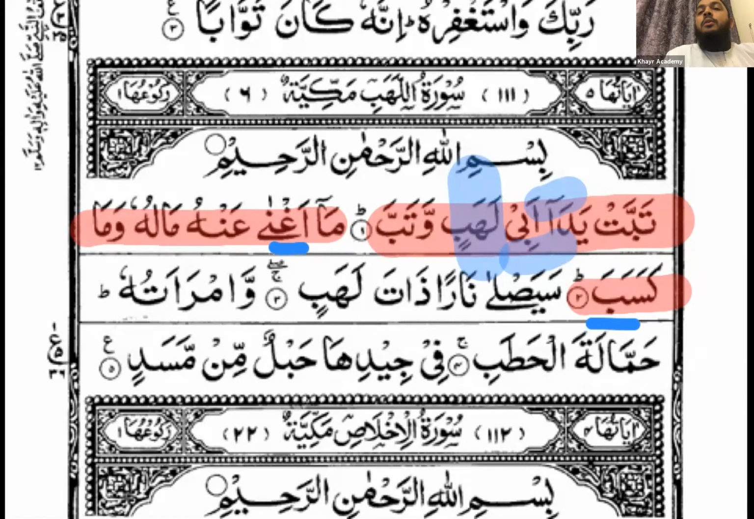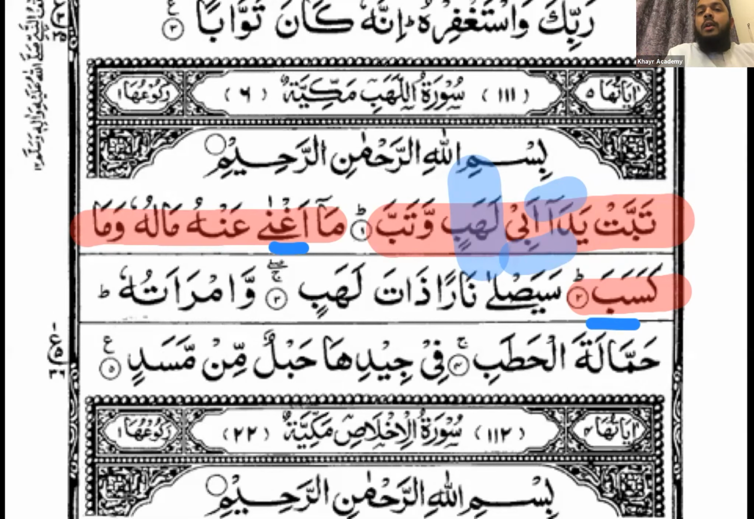Okay. أغنى. Why did I mark the blue in أغنى? Probably because some read it with empty mouth. It's a full mouth letter, one of the full mouth letters. And a lot of times this is read as not full mouth, so we should try to make it full mouth.